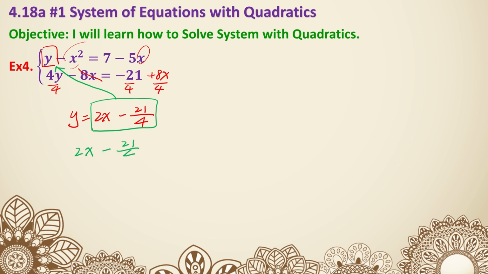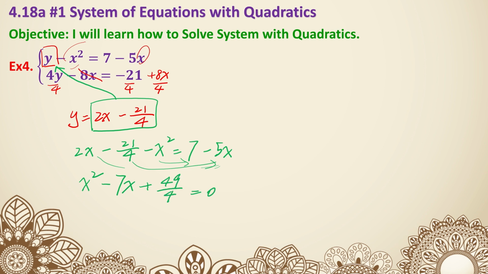2x minus 21 over 4 minus x squared equals 7 minus 5x. So we can move everything to the right side so that the x squared will automatically become positive. So that's going to be x squared. So when you move that to the right side, move this, move that, it's going to be a subtracting 2x, so it's going to become minus 7x. And then add the 21 over 4 onto the 7, that's going to be a 49 over 4. And the other side is just a 0.